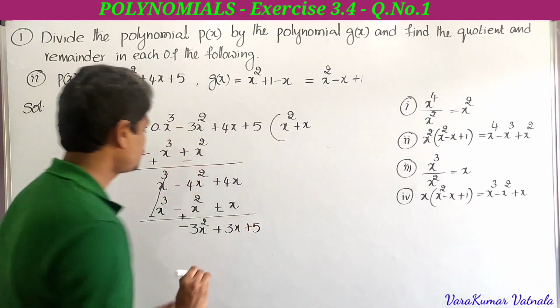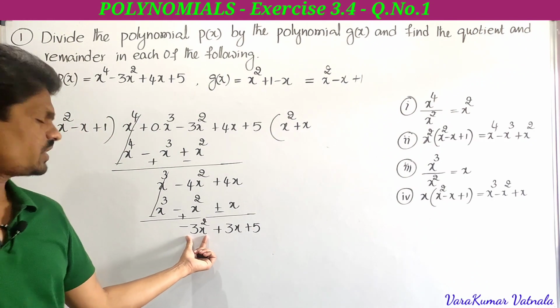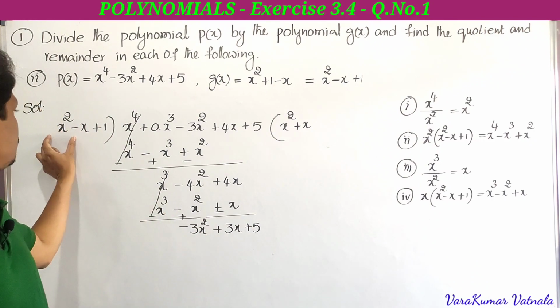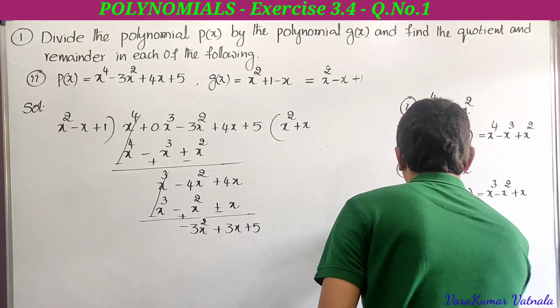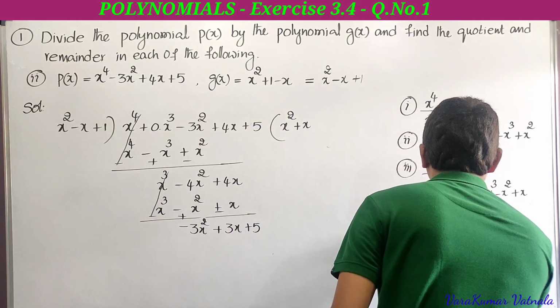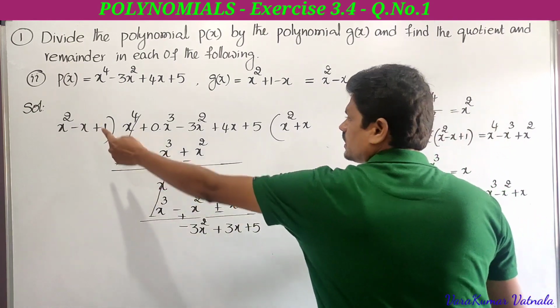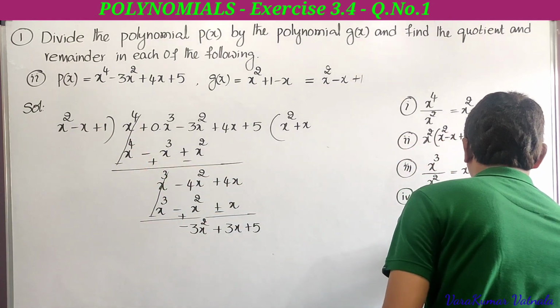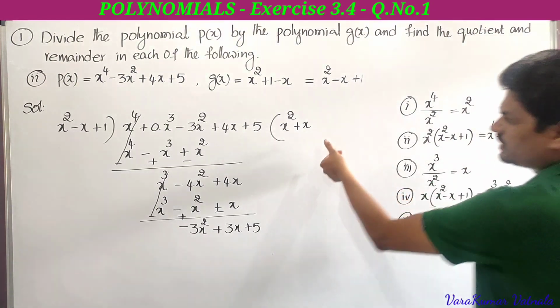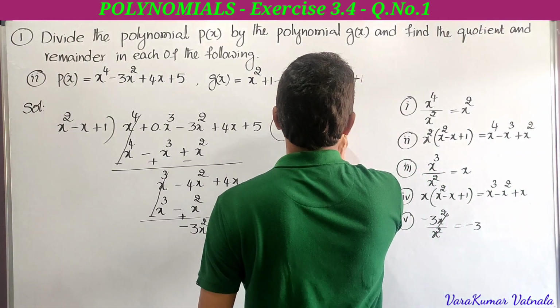Again in the next step, we have to divide the first term of the dividend, that is minus 3x square, by the first term of the divisor. Minus 3x square divided by x square, the x square gets cancelled, we get minus 3. Write this minus 3 in the area of the quotient.